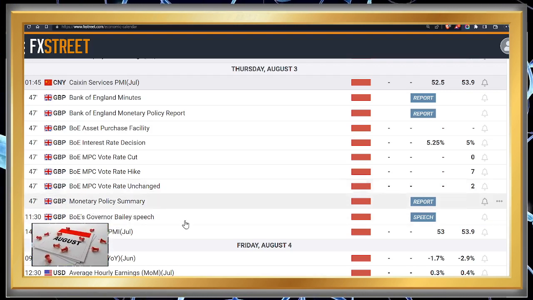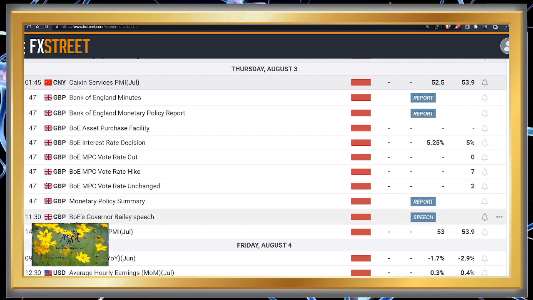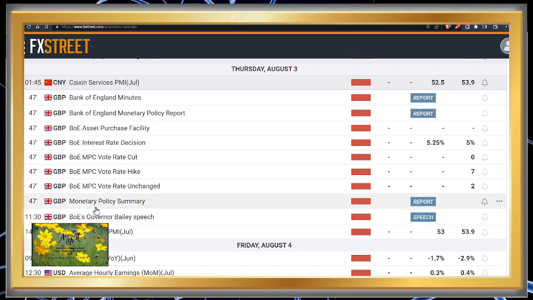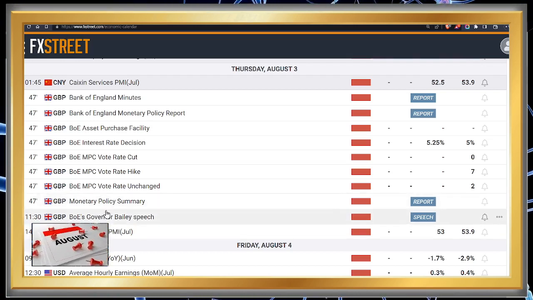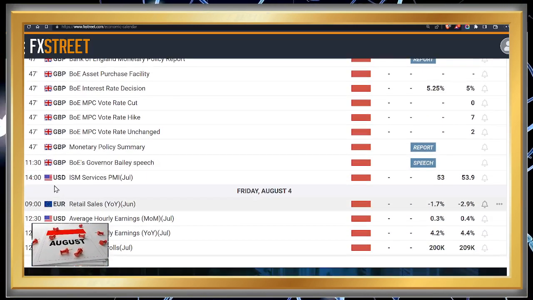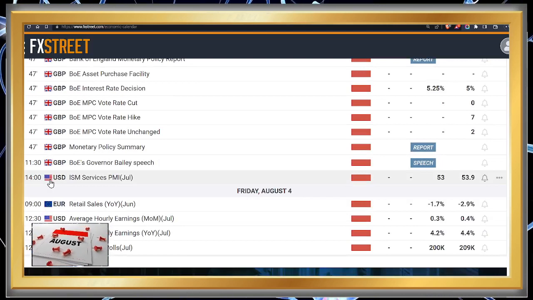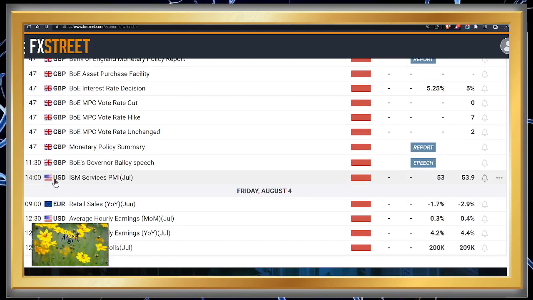Then 30 minutes after the event, we are going to be listening to the Bank of England's governor, who is going to be giving a speech. From this speech, we can get an insight into the health situation of the United Kingdom's economy too. And then in about 3-4 hours from now, we are going to be having another high impact event from the US economic docket.